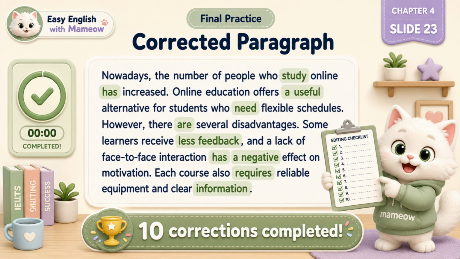Students takes need. Several disadvantages requires there are. Feedback is uncountable, so we use less feedback. A lack takes has. Negative begins with a consonant sound, so we use a negative effect. Each course requires, and information is uncountable.